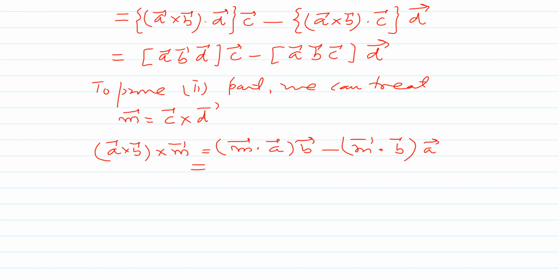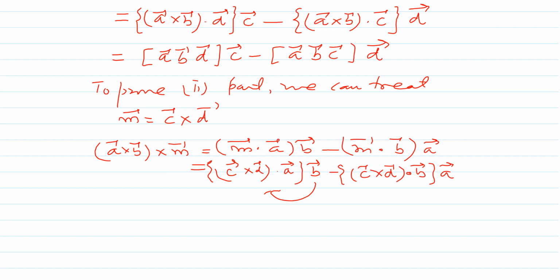Okay, put the value of M here: C cross D dot A, this is multiplied by a vector B, ordinary multiplication between this one and this one, minus C cross D dot B, and the whole is multiplied by A. So this vector can be written as the scalar triple product of C D A, multiplied by B, minus the scalar triple product of C D B multiplied by A.